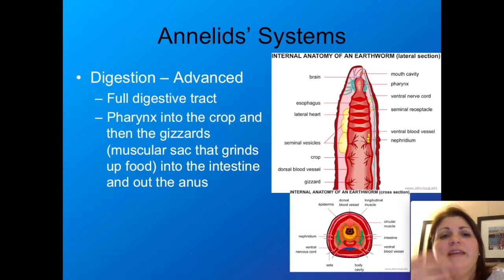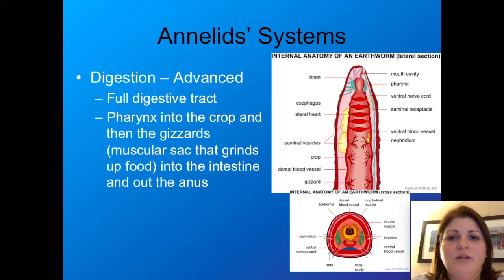And so they take in food through their mouth. A structure known as a pharynx helps them pull food into their mouth. It goes through an esophagus into a body part called the crop. The crop is really a holding area. It's a little bit muscular, but mostly it holds food until it's ready to go into the gizzard.